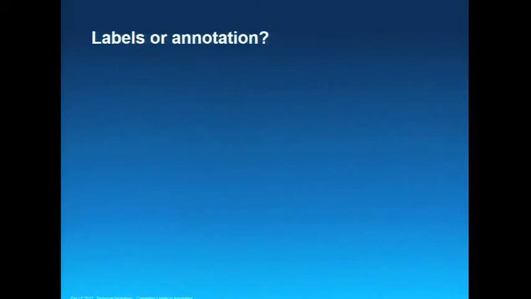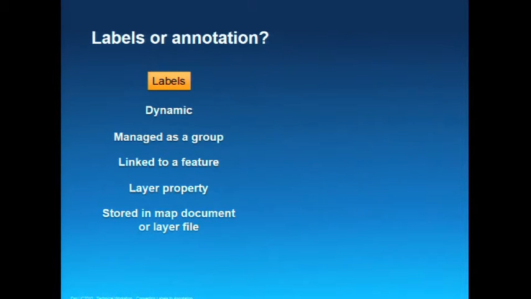So your question is, labels or annotation? What do you need? Can you have a combination of both, or do you need one, or do you need the other? So first, looking at labels, labels are dynamic. Every time you pan or zoom on your map, you change the extent in any way, the label engine is going to redraw those labels.